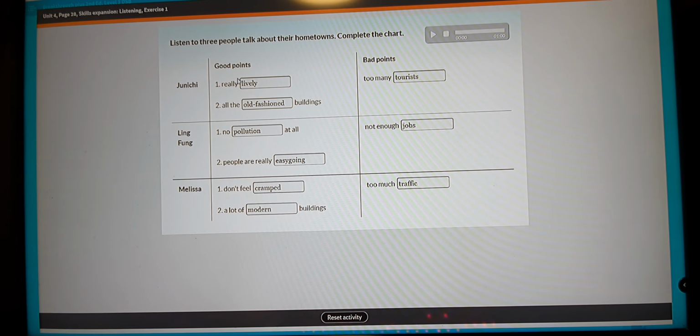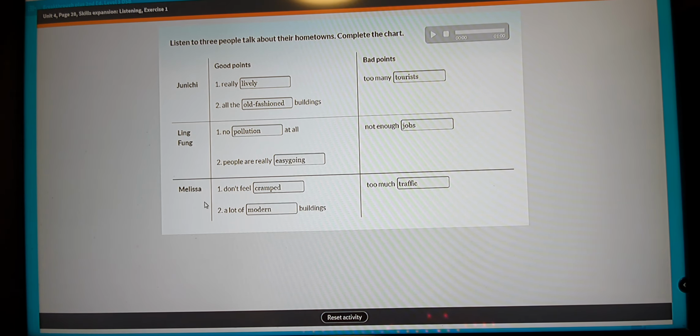Junichi, the good points. The city is really lively. He likes all the old-fashioned buildings. But the bad point, too many tourists. Lin Feng, there's no pollution in her hometown. So that's a good point. And the people are really easygoing. But the bad point, there aren't enough jobs in her hometown.